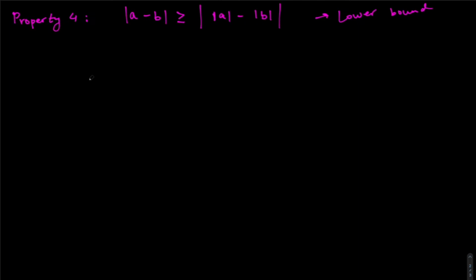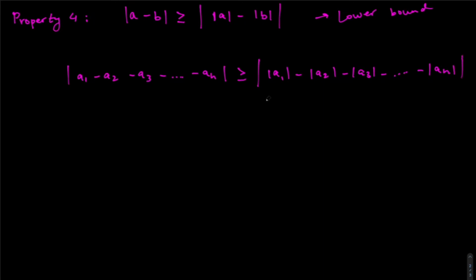So again, if I want to generalize this, I can have the modulus of a1 minus a2 minus a3 all the way down to an, which is greater than or equal to the big modulus of a1 minus the individual moduli: modulus of a2, minus modulus of a3, minus and so on to modulus of an, like this.